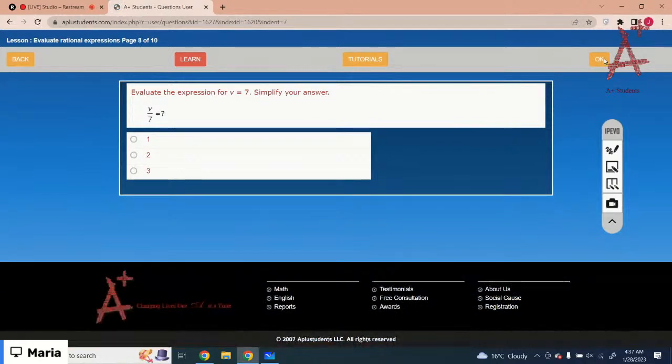Okay, the next one is evaluate the expression for v equals 7. So it would be 7 over 7, and 7 over 7 equals, yes, that is 1. Got it?